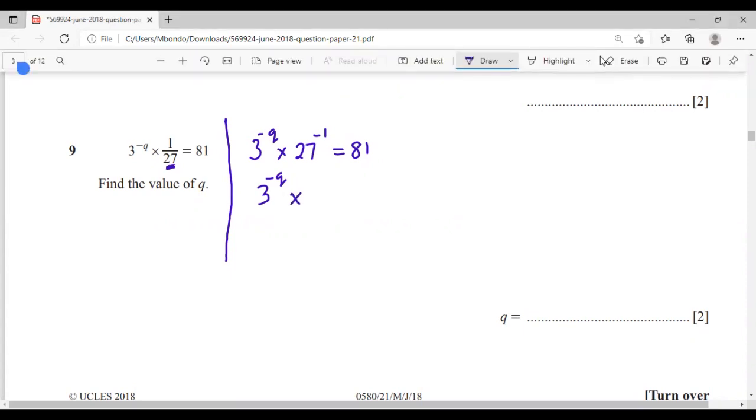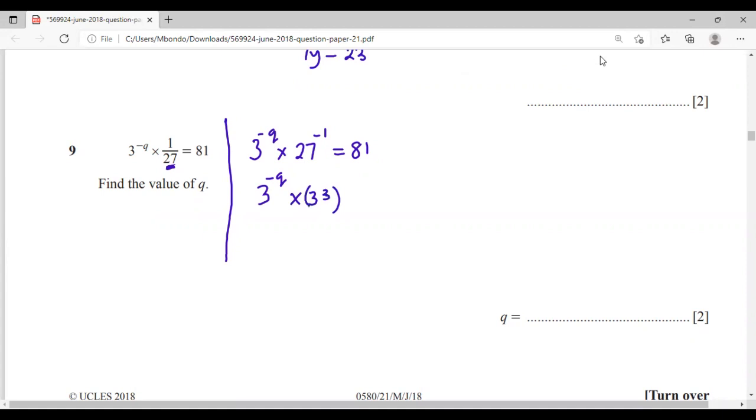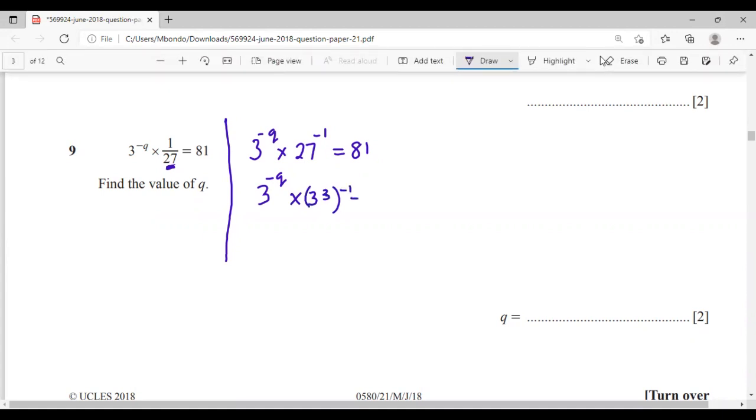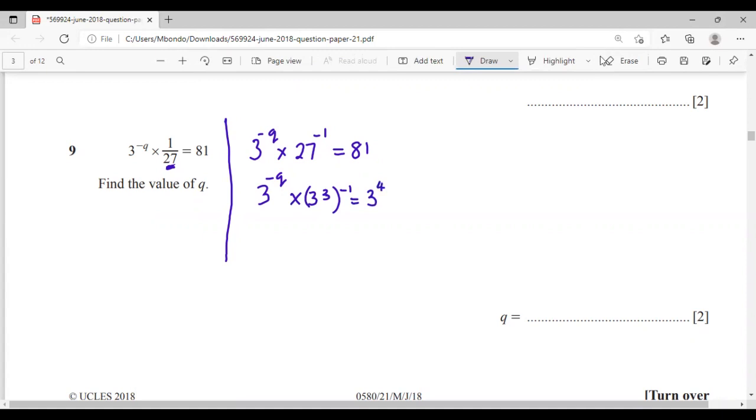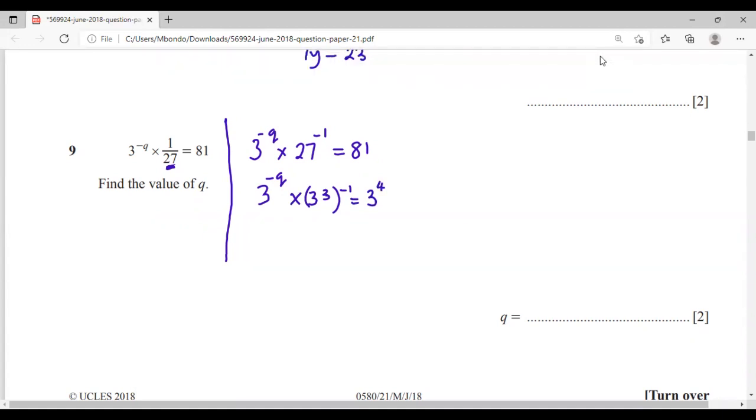Okay, then we rewrite 27 as 3 to the power 3. Then we have minus 1 is equal to, we also rewrite 81 as 3 to the power 4. The idea is that we want to have a common base. So we're going to have 3 to the q multiplied by 3 to the negative 3 is equal to 3 to the power 4.